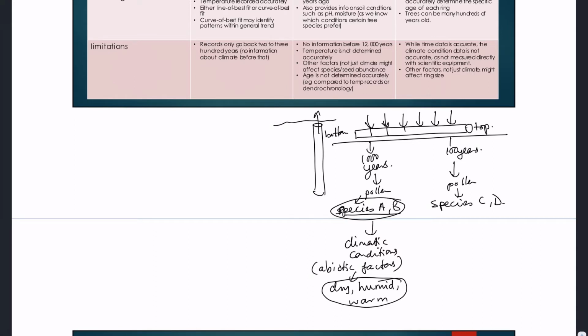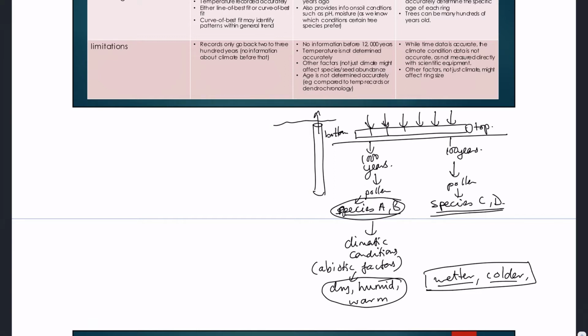Whereas 100 years ago, we found more pollen from species C and D and less pollen from species A and B. And so, because we know that species C and D, for example, prefer the conditions of wetter, possibly colder, and because we know that, then we can infer that about 100 years ago, the conditions in this area were wetter and colder.